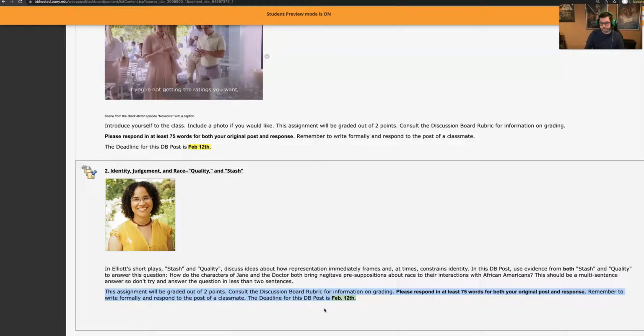Third point, if you try to game the discussion board system by having a blank post, which would then allow you to see everybody else's, you will lose points for that. So just make sure you do your full, at least 75-word original post answering the question first. Then you'll be able to see everybody else's.